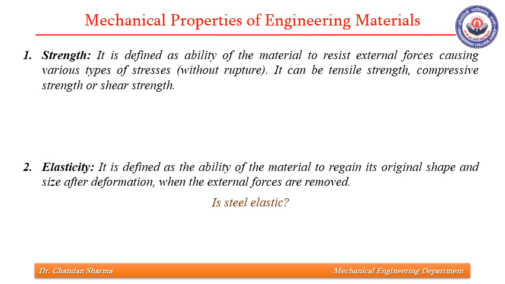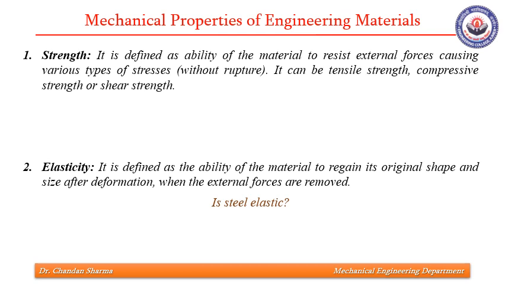First and foremost is strength. It is defined as the ability of the material to resist external forces causing various types of stresses without rupture. Now the strength can be tensile strength if the load is of axial pulls. The strength will be compressive strength if it is axial pushes. It will be shear strength if it is twisting. So if the material is able to resist external forces, we can say it is having sufficient strength.